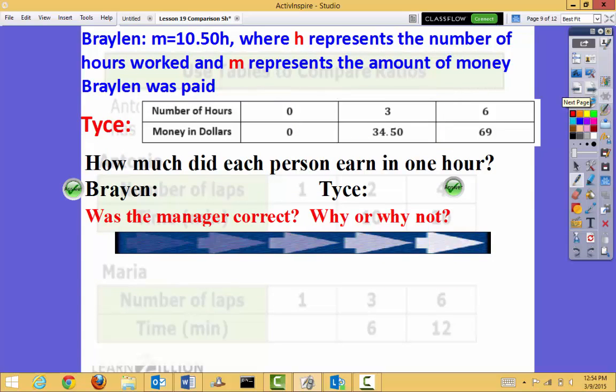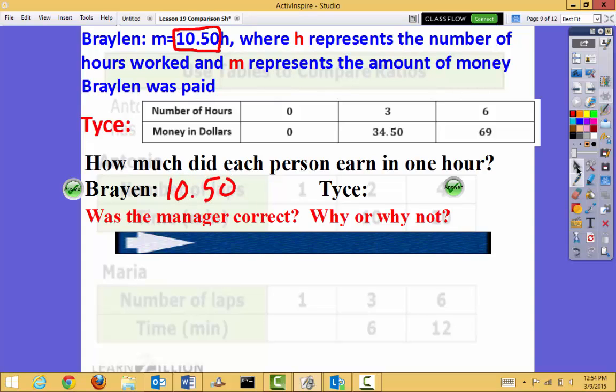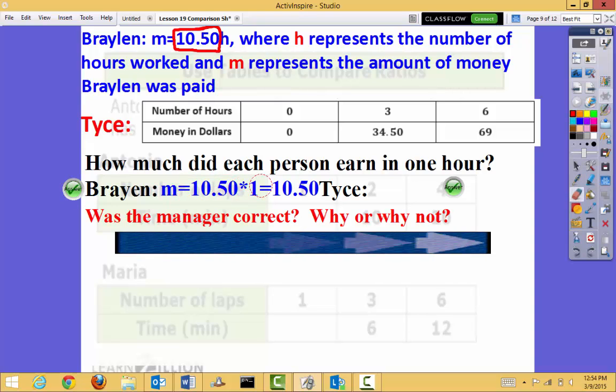Alright, so here's our same information. How much did each person earn in 1 hour? Well, I know Braylene's unit rate is whatever I'm multiplying by, so I know his unit rate is $10.50. That is his unit rate, how much he's earning. What about Tice? Well, I need to make it so I have a 1 in my table. I don't know how much this would be, so I'm going to divide this by 3, and I get $11.50.